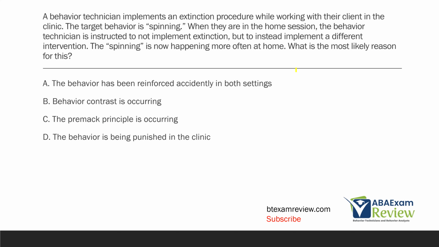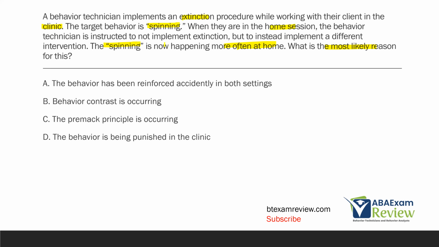All right, long question. Let's slow down. We're not going to jump to the answer choices. We're going to understand what the question is asking and saying. The question is asking the most likely reason that the spinning is happening more often at home. So what do we know about the spinning? What do we know about the environments? We know the technician is implementing extinction with the client in the clinic. Okay, so in the clinic, we're using extinction on spinning.